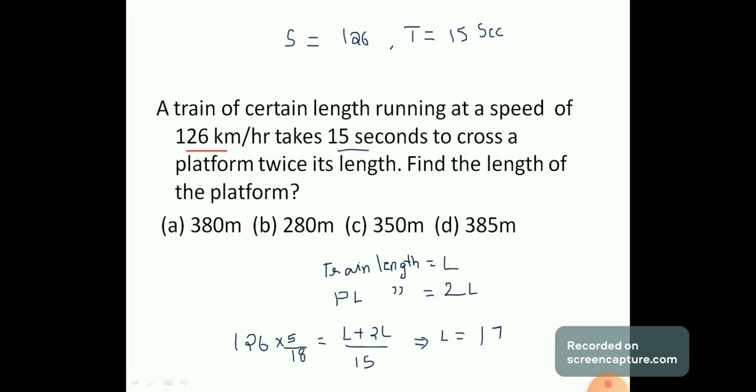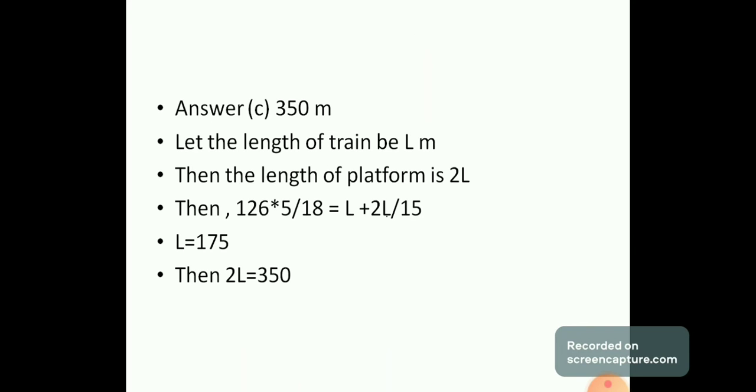So length of train is 175, but we have to find out the length of platform. So that is equal to 2L, which is equal to 175 into 2, 350 meters. So answer is 350 meters. Right? So option C, 350 meters is the right answer.